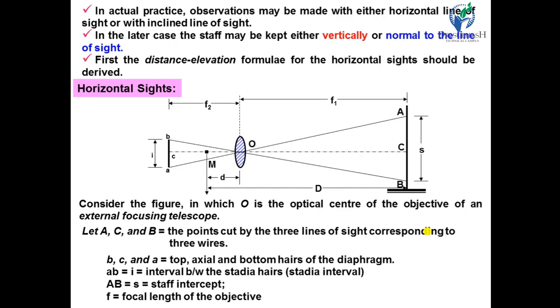In actual practice, observation may be made with either a horizontal line of sight or an inclined line of sight. In the latter case, the staff may be kept either vertically or normal to the line of sight. First, the distance and elevation formula for the horizontal line of sight should be derived. In that case, we are deriving the distance and elevation for the horizontal line of sight.